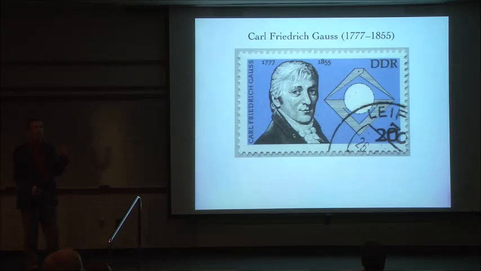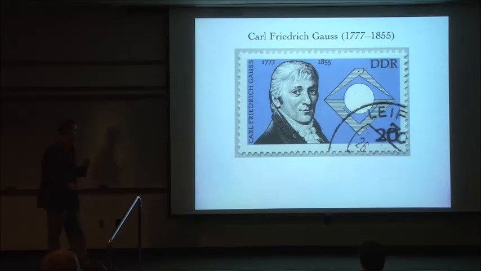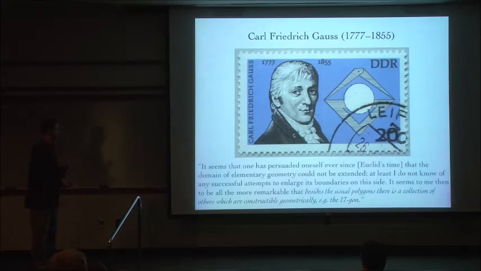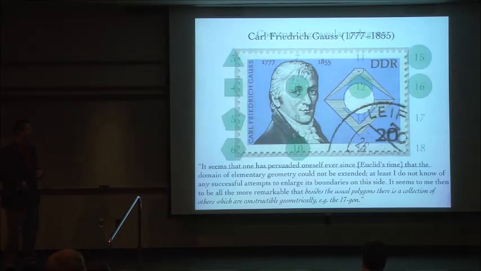So here's what Gauss wrote. This appeared at the very end of one of his great works. And here's what he wrote about it. He says, it seems that one has persuaded oneself ever since Euclid's time that the domain of elementary geometry could not be extended. At least I do not know of any successful attempts to enlarge its boundaries on this side. It seems to me, then, to be all the more remarkable that besides the usual polygons, there's a collection of others which are constructible geometrically, for example, the 17-gon. So that's pretty awesome. So it was not just the 17-gon, it was a bunch of them.